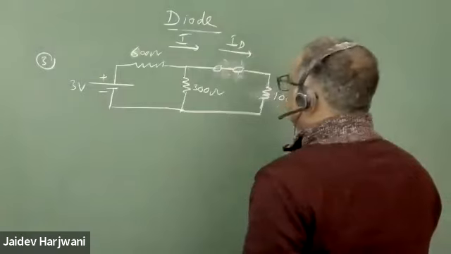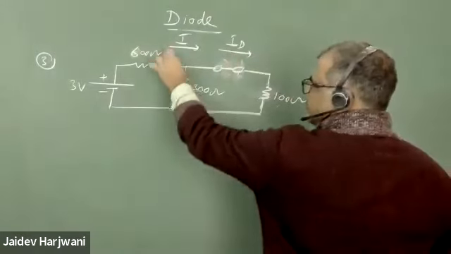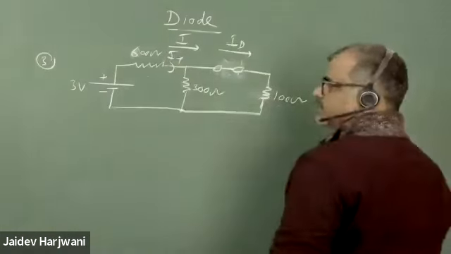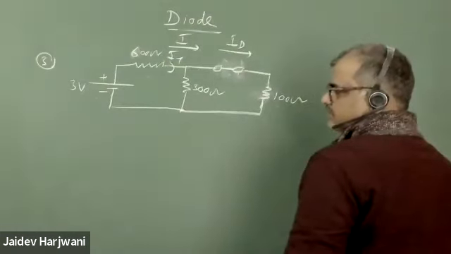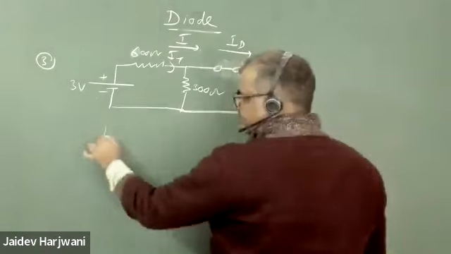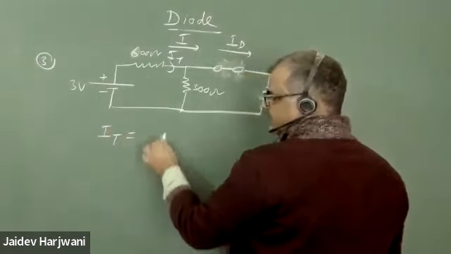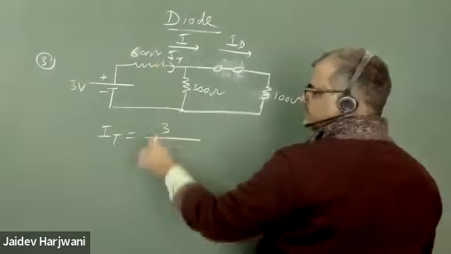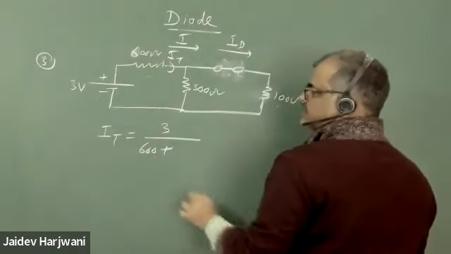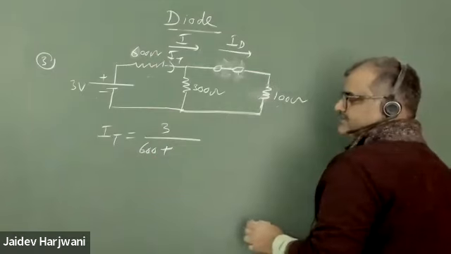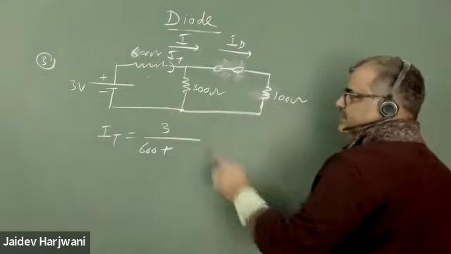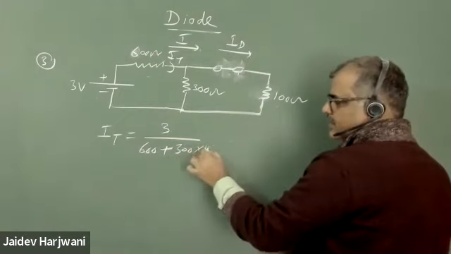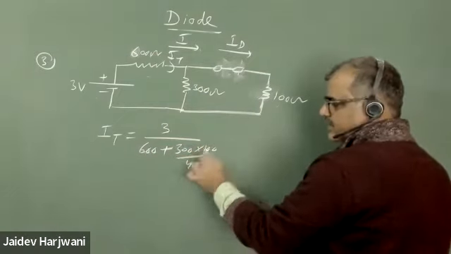Now if you want to calculate the current, you should know the total current IT, isn't it? So how to calculate total current? Total current IT is total voltage upon total resistance. And total resistance, how much? 600 plus 100 and 300 in parallel. These two resistances are in parallel. So 300 into 100 upon 400.